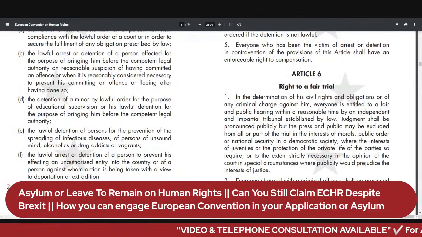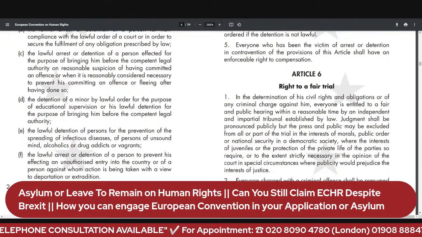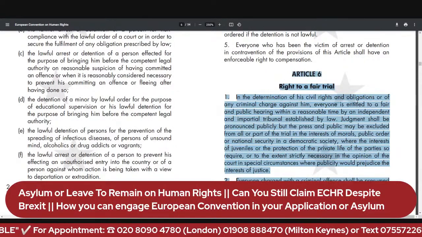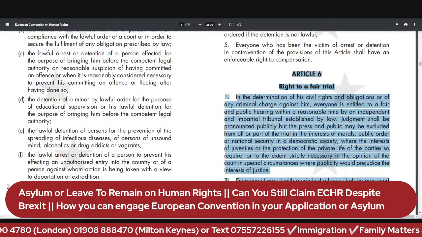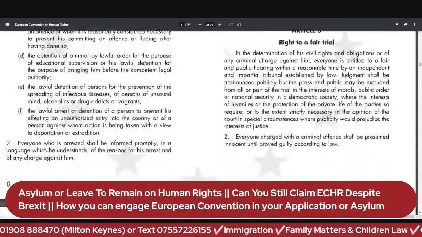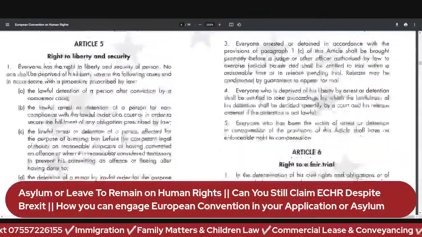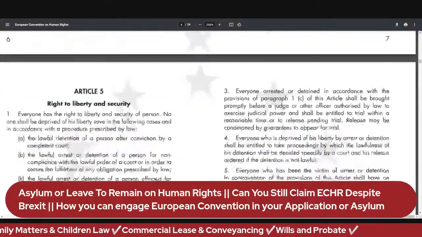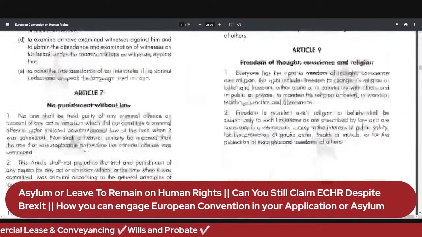I am saying all this as an example, but depending on where you are from, if you do a consultation with any lawyer, they will advise you how you can engage the right to fair trial, Article 6, on your human rights claim or on your asylum claim. This article is very important, and most of these articles are absolute rights. If you can establish the fact with supporting evidence, you have a very good chance to get leave to remain or make your asylum claim successfully.